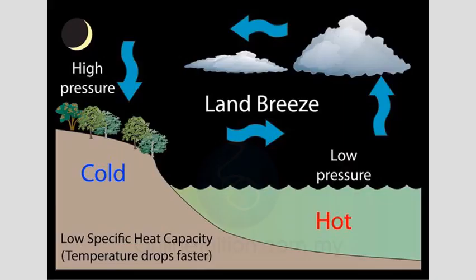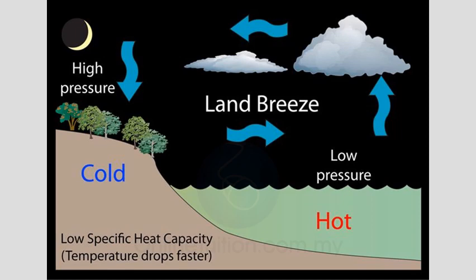At night, the situation is reverse. The sea becomes warmer. It took the entire day to get warmed up. So, the sea now has low pressure. The land loses heat rapidly, so it has high pressure. So, when the air becomes cool, it becomes dense and heavy, so it starts to exert more pressure. So, there is high pressure above the land and there is low pressure over the sea.